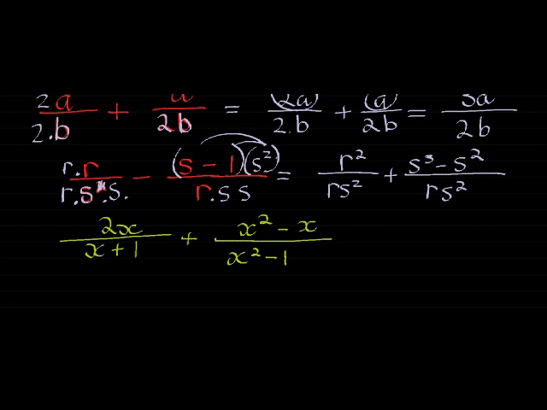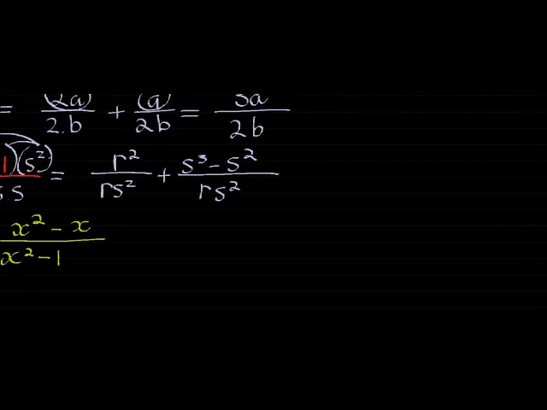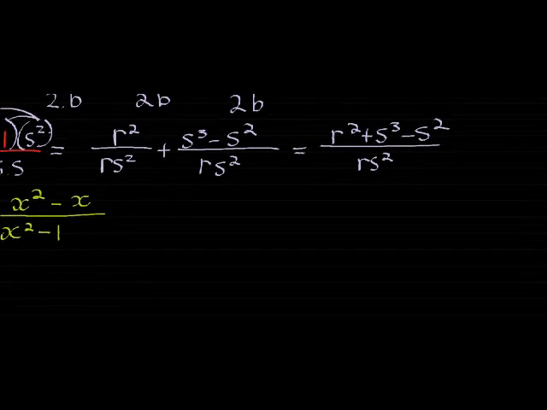And if I add these things together, which I can do now because my denominators are the same, I get rs squared, and in the numerator I get r squared plus s cubed minus s squared. There's no common term, no like terms, none of the terms are the same or like, which means I can't add anything, and that's where I'll leave my answer.